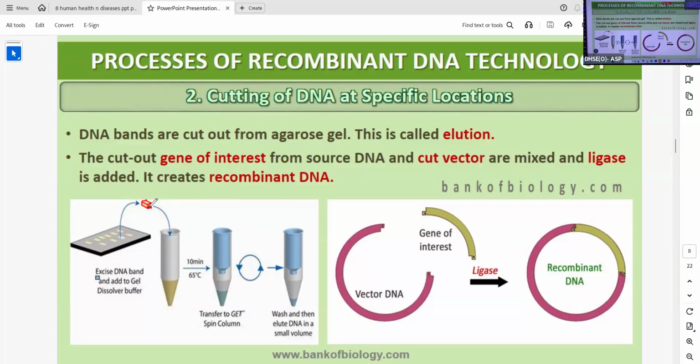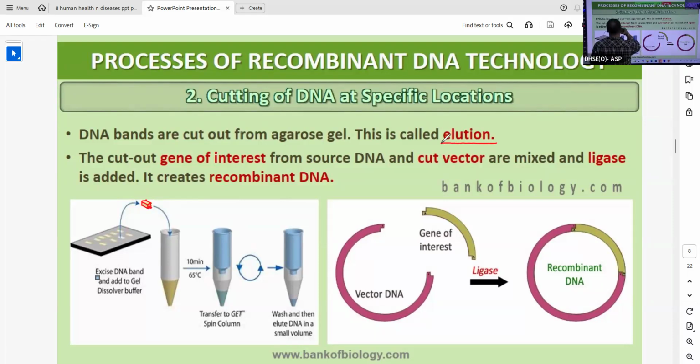Only the DNA fragment is left out, I mean the DNA fragment that we have obtained. This process, that is cutting out the desired fragment from the gel and obtaining that gene of interest or the DNA fragment, what is it called? It is called elution. This is known as elution.